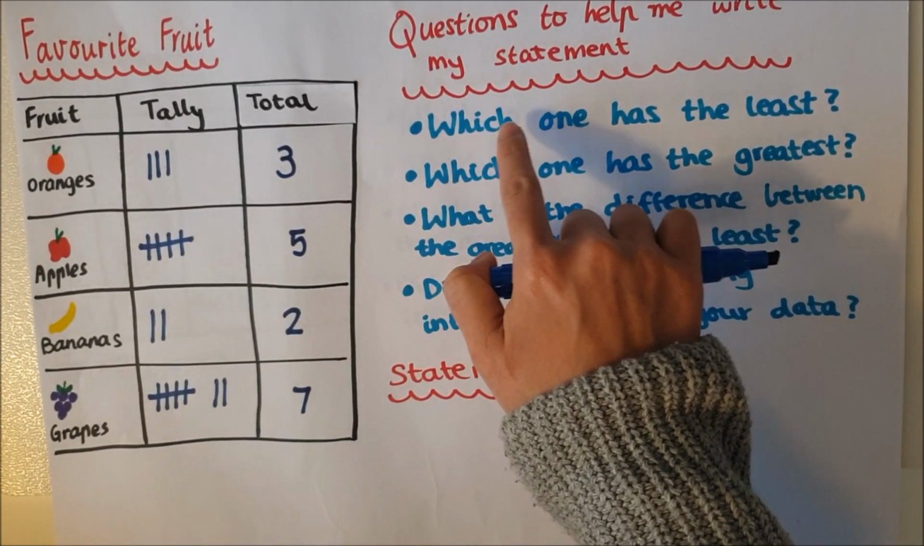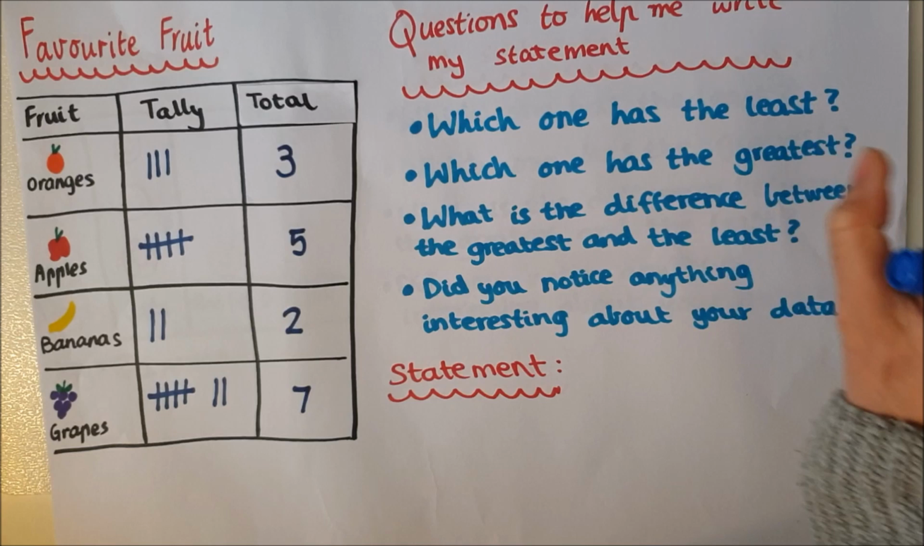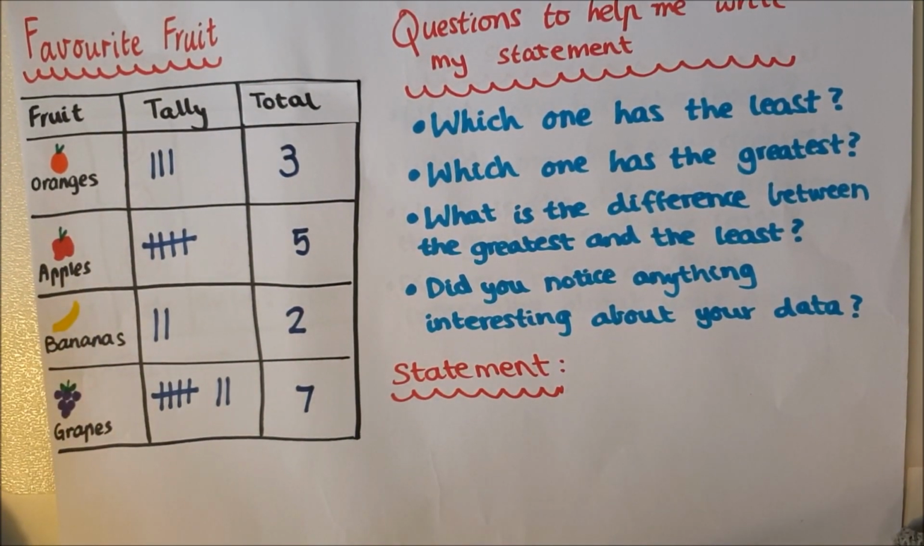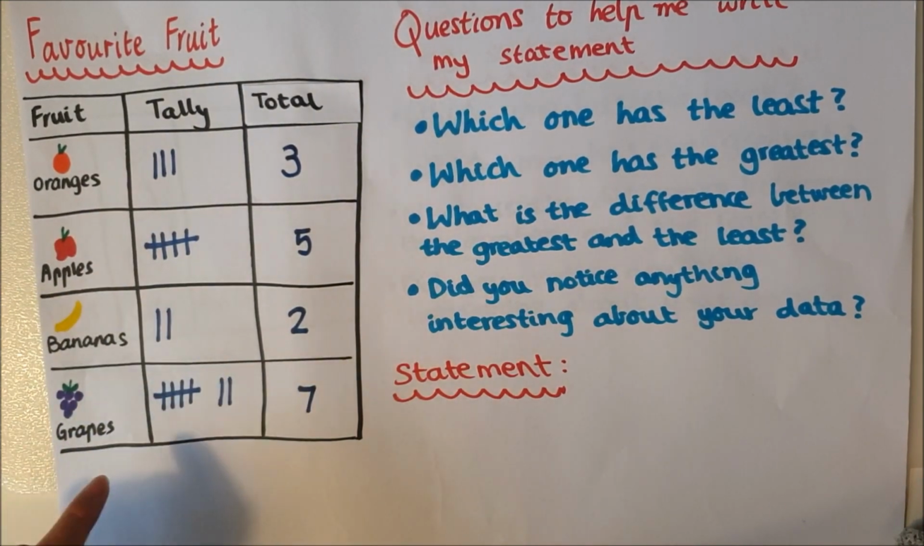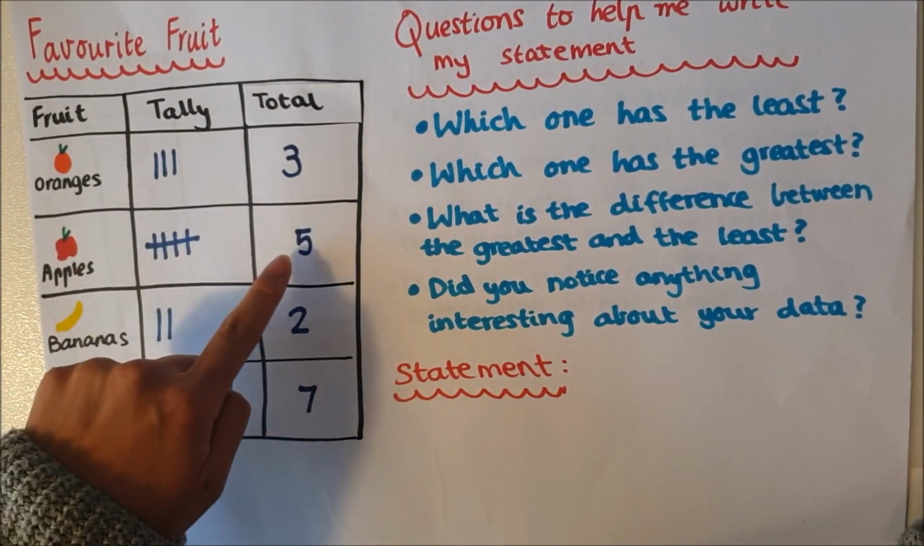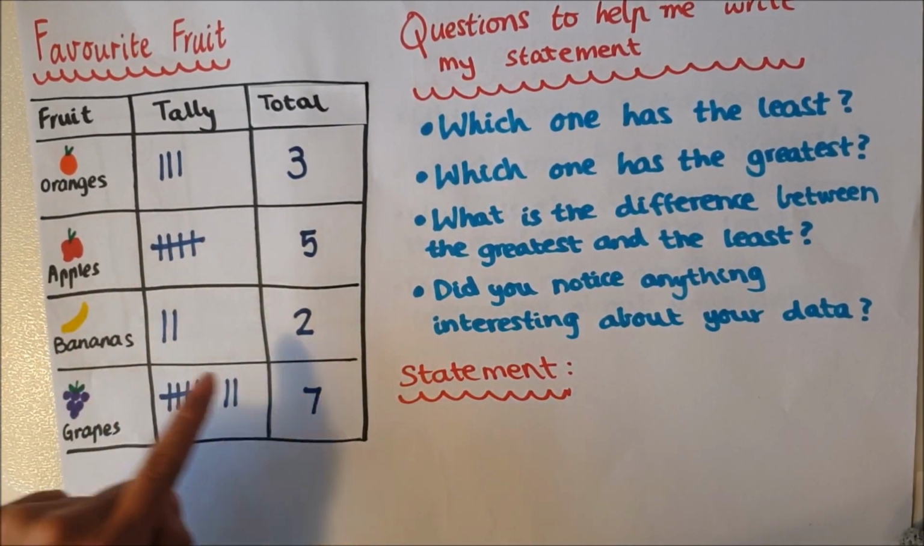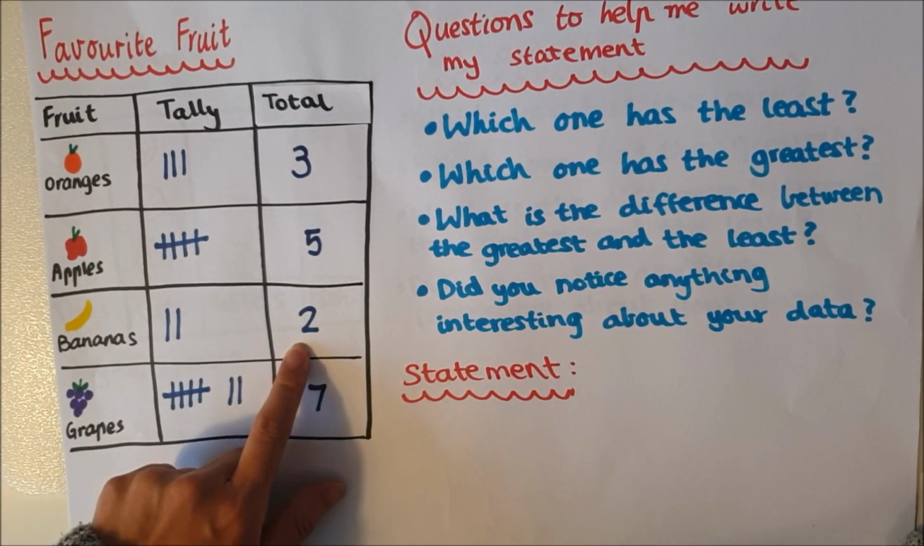First one, which one has the least? Let's have a look. Which fruit was the least favorite? I can see oranges has 3, apples 5, bananas 2, and grapes 7. That's right, bananas had the least.